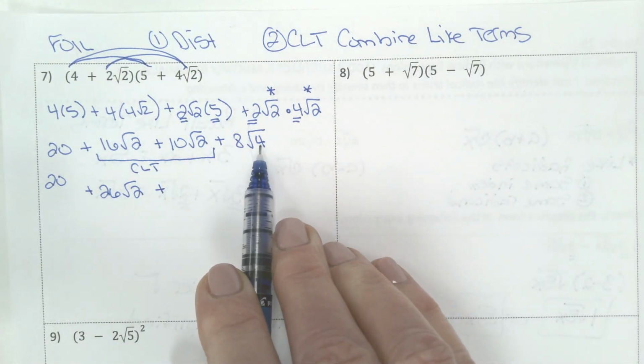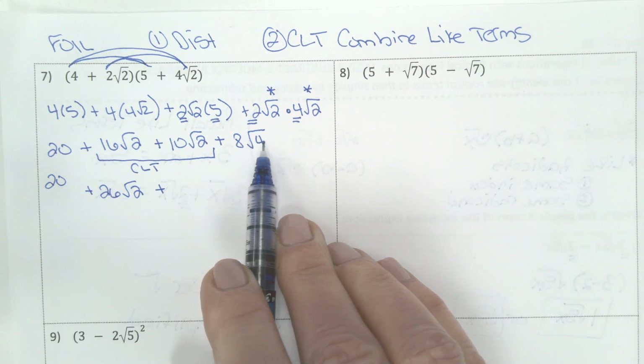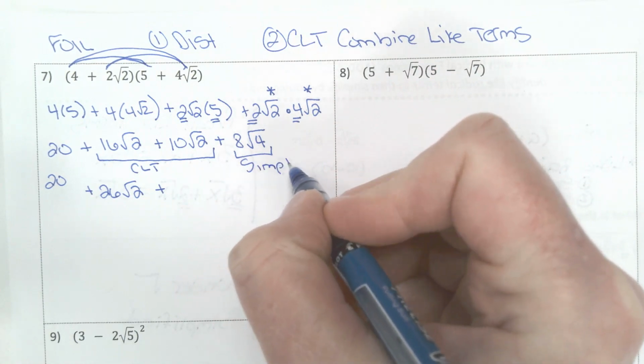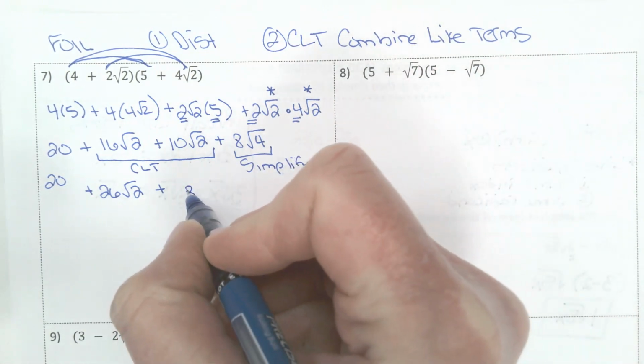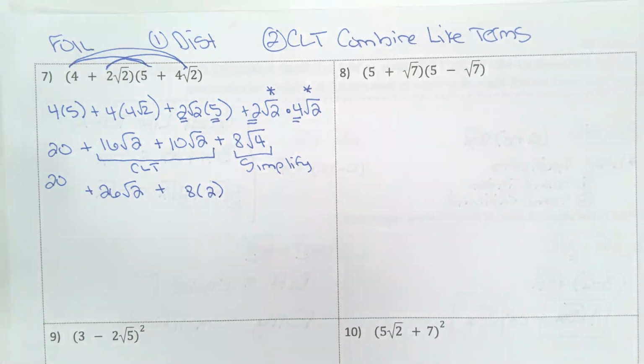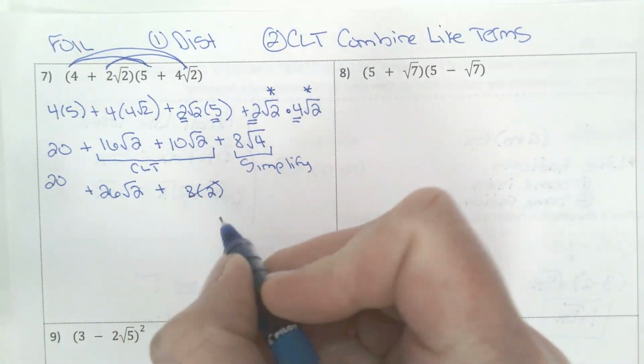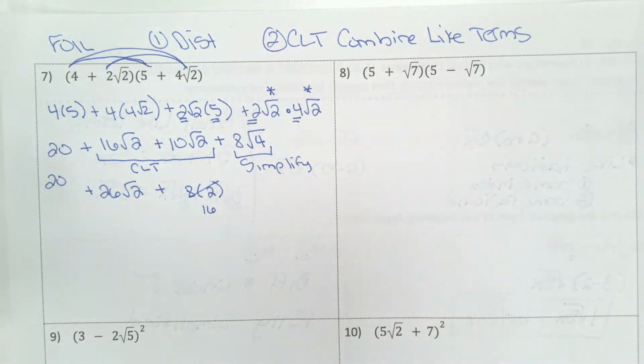This says 8 times the square root of 4. Well, I know what the square root of 4 is. So right here, this, I'm going to have to simplify. The square root of 4 is 2. And then I know that 8 times 2 is 16.